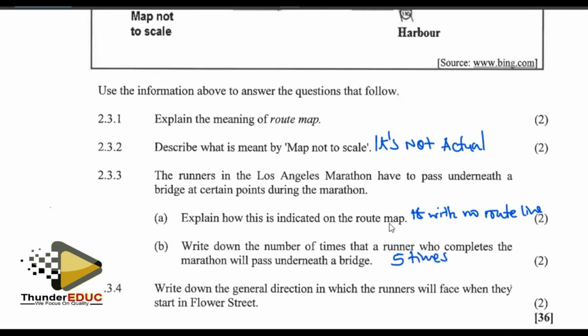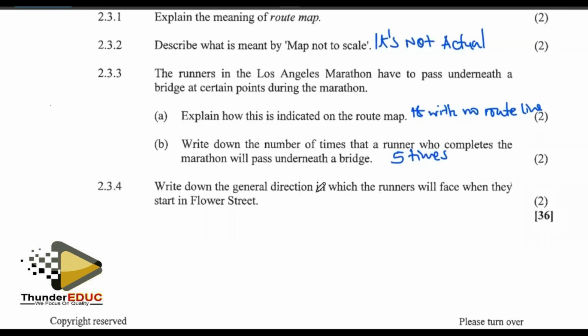5 times. Write down the general direction in which runners will face when they start in Flower Street. Now, when we look at general direction, please take note. General direction, you are not describing any route. What has to come to your head is the compass direction, the north, east, west, and the south. That's what we're looking at.